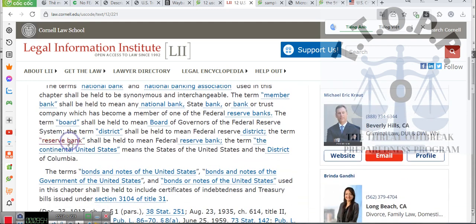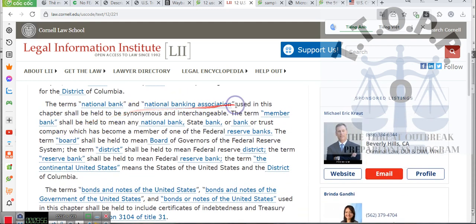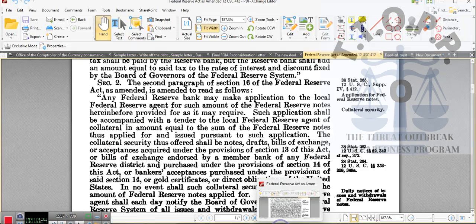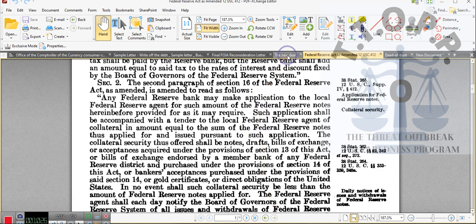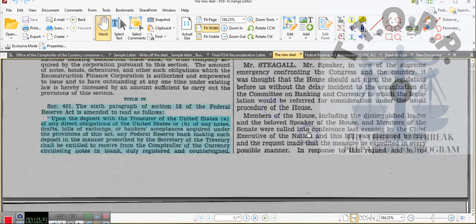Now, here, the terms National Bank and National Banking Association are interchangeable, synonymous. So National Bank and National Banking Associations, NA, mean the same thing. The term member bank shall be held to mean any national bank, state bank, or bank. So once we get to the point where we know that the term shall mean any bank, then we have to come here.